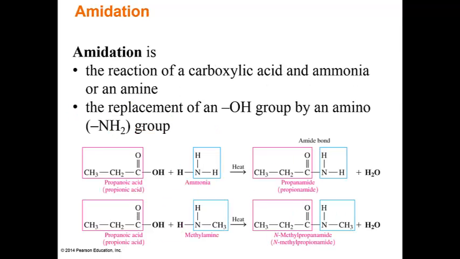All right. Amidation is the reaction of a carboxylic acid and ammonia, or an amine, the replacement of an OH group by an amino NH2 group. All right. So we've got propionic acid and ammonia. We add a little bit of heat, and we get propanamide. And then we've got propanoic acid and methylamine, and we get N-methylpropylamide, and that N represents the position.